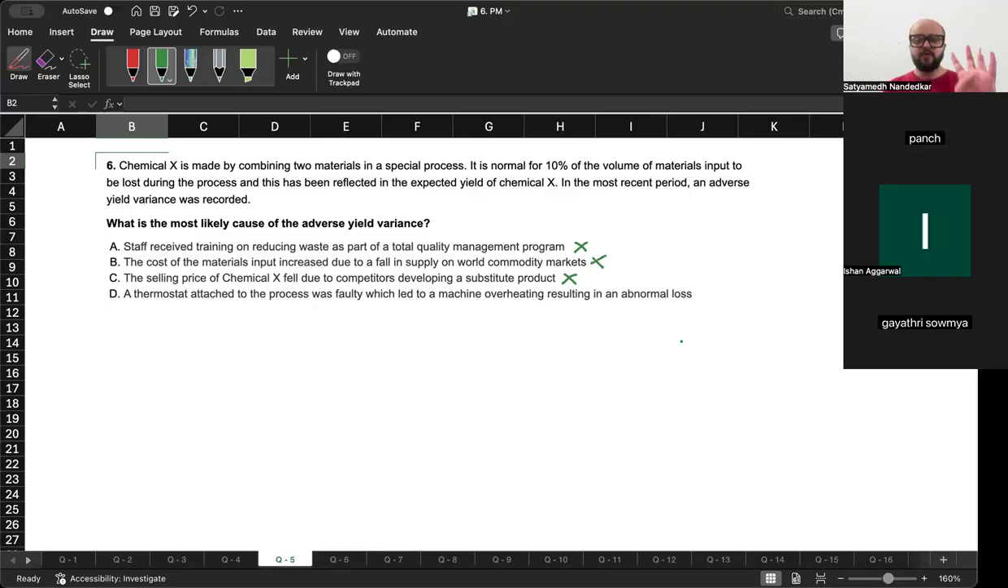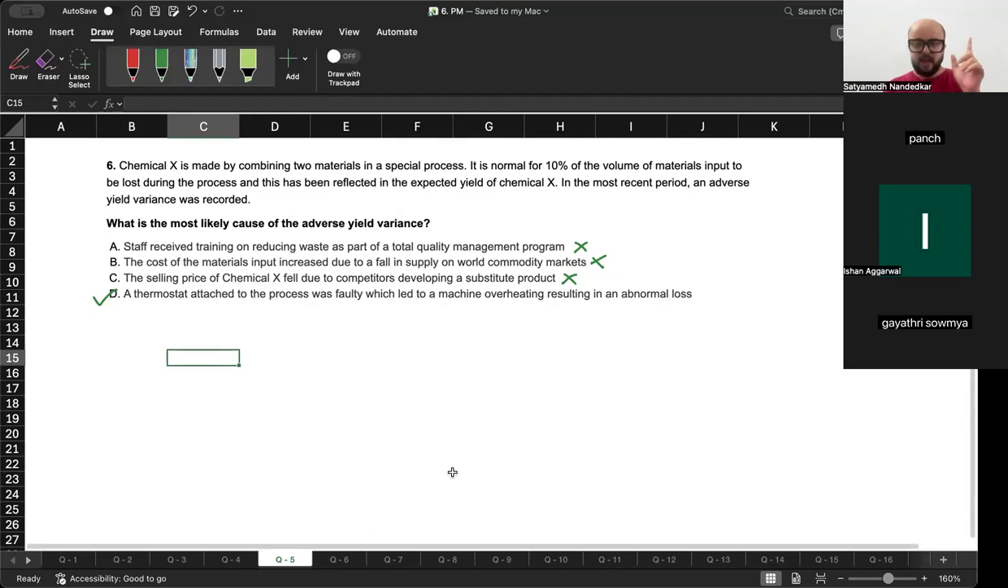Look at statement 4. A thermostat attached to the process was faulty, which led to a machine overheating, resulting in an abnormal loss. Overheat हो गया, तो some of the material was lost, which is why the output was lower than what it was expected to be. So statement D is your answer. Again, a question that has to be tackled using pure logic. आप इसको सोचेंगे शांति से, you will get your answer. ठीक है? Any doubts in this one?